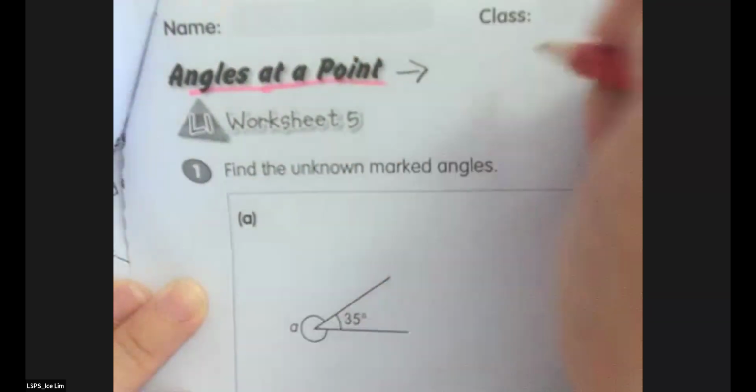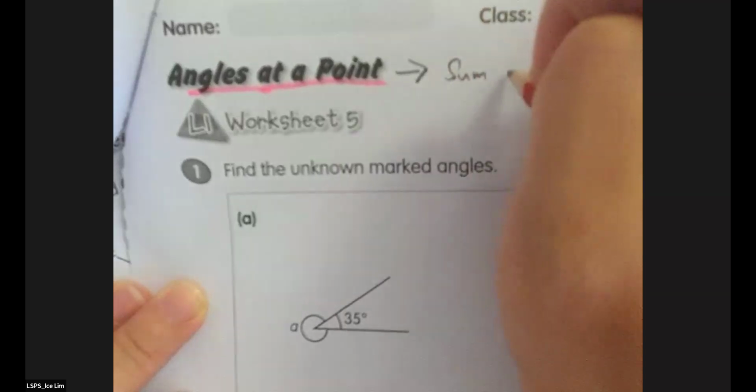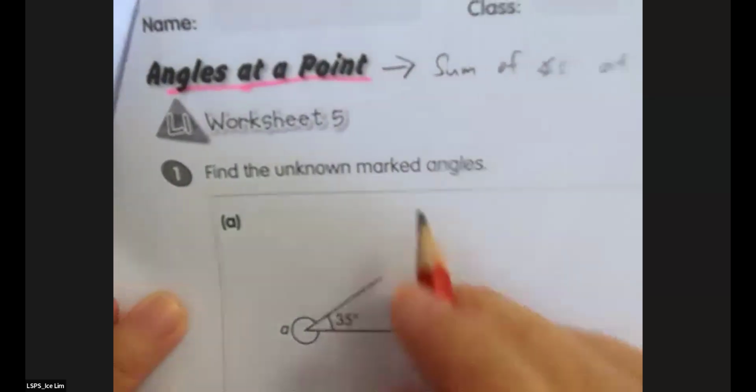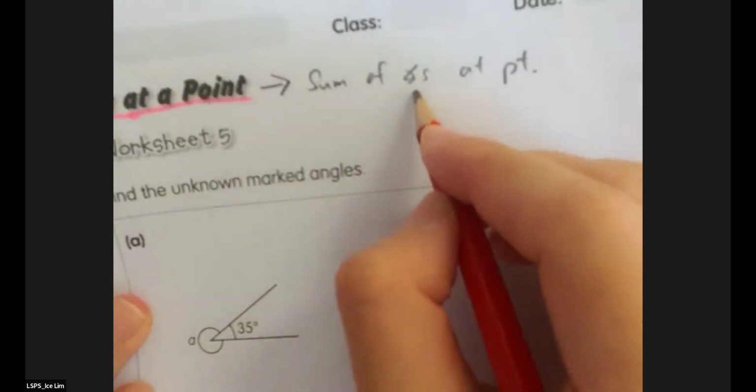So the first property, sum of angles at a point. I'll write it as a shortcut. Sum of angles. This is how I write angles at a point. What will be the answer? It will be 360 degrees. So this is the first property of angles I need to be able to remember.